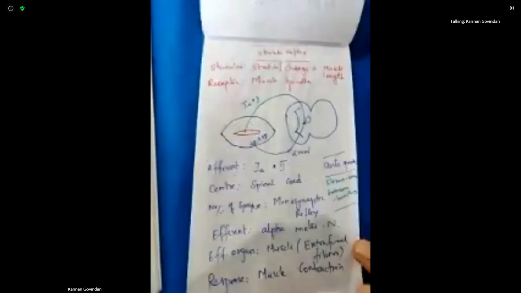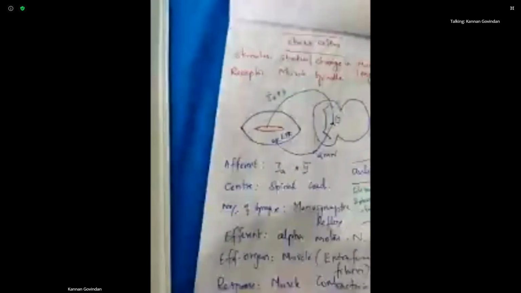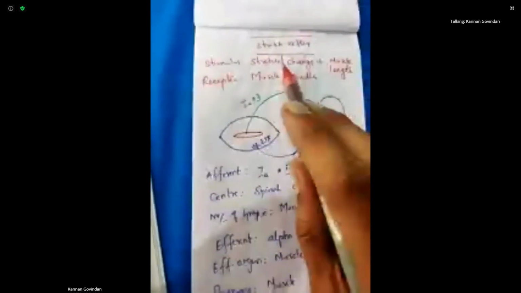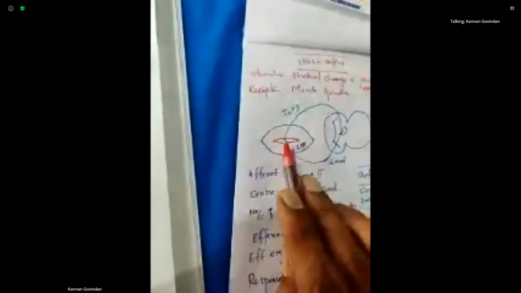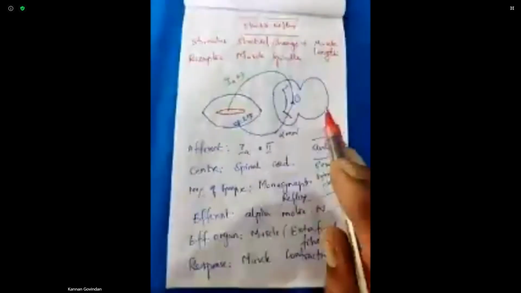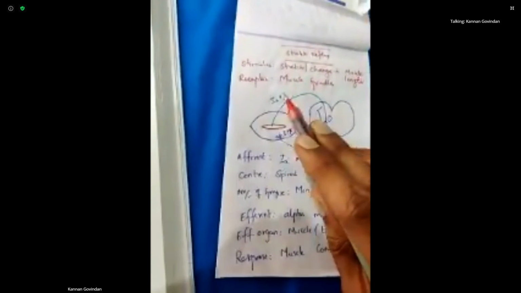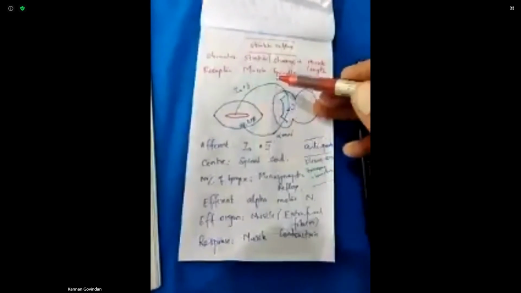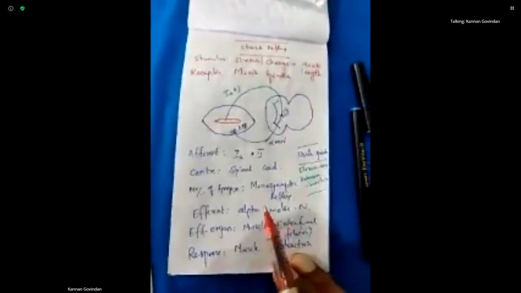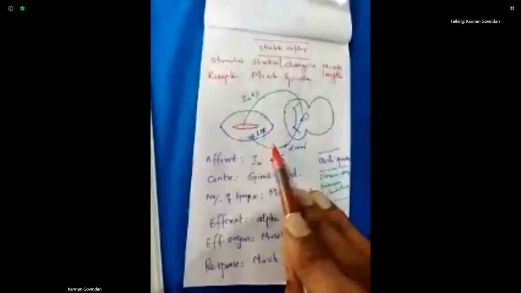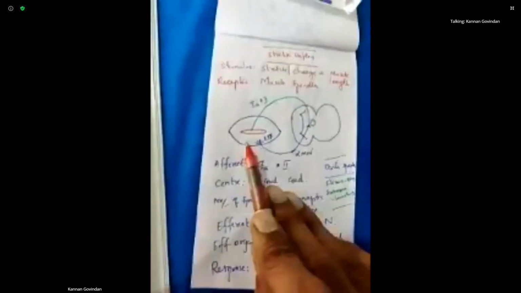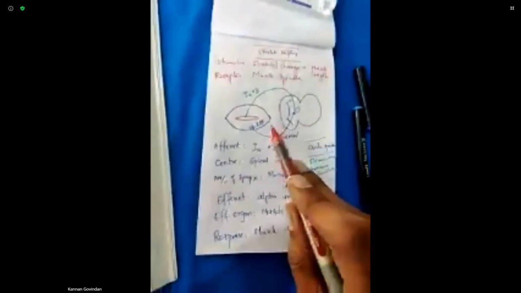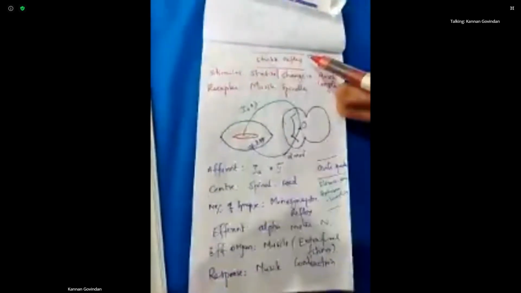Again, we will look at the flowchart for stretch reflex. The stimulus is stretch, or change in muscle length, and the muscle spindle will sense it. The receptor is the muscle spindle. The afferent is 1A and type 2 fibers. The center is the spinal cord. The type 1 and type 2 fibers directly synapse with the alpha motor neuron, so it is a monosynaptic reflex. The efferent nerve is the alpha motor neuron. The effector organ is the extrafusal fibers. The response is muscle contraction. Stretch reflexes are well developed in anti-gravity muscles.